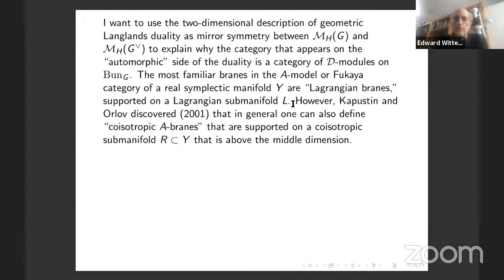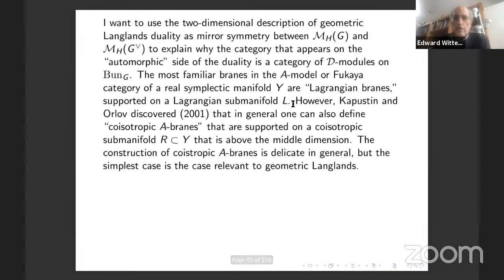But Kapustin and Orlov discovered that in general one can define what they called coisotropic A-branes, supported on a coisotropic submanifold that's above the middle dimension. These are extremely fascinating and not so much studied things. And their construction is delicate in general, but the simplest case is the case we actually need here.